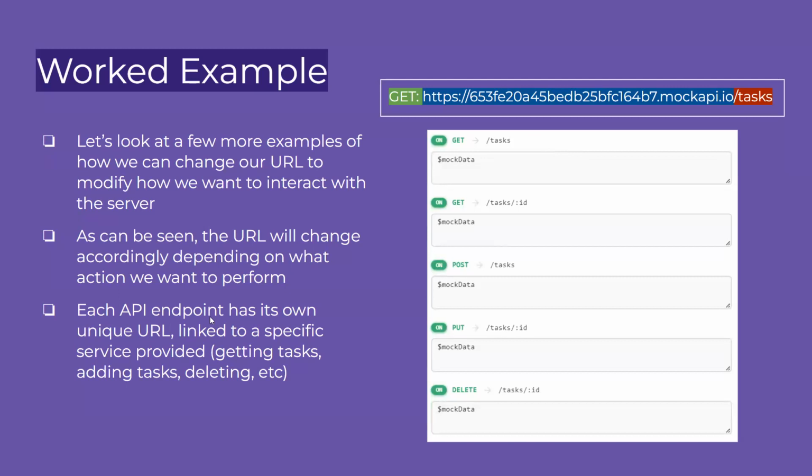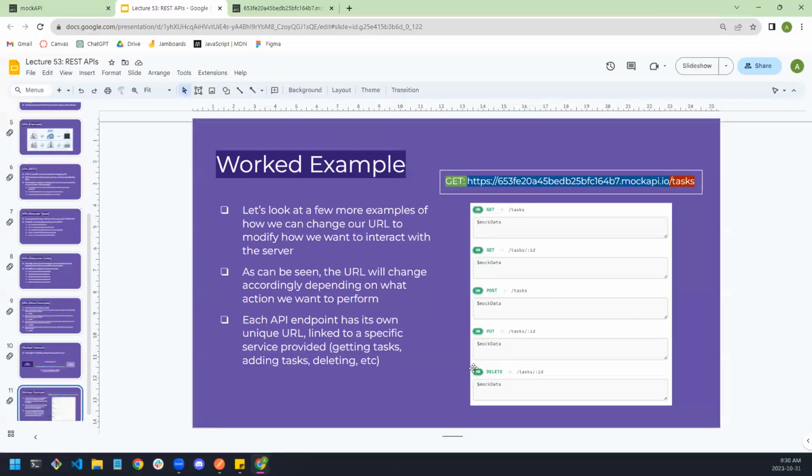And again, I mentioned this earlier, but we can think of API endpoints as being linked to a specific service that is provided, like getting tasks, adding tasks, deleting tasks, and so on. So that is actually our lecture.